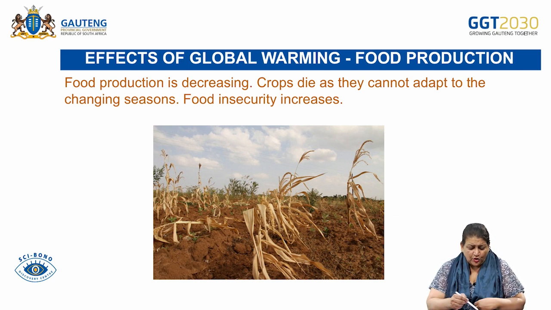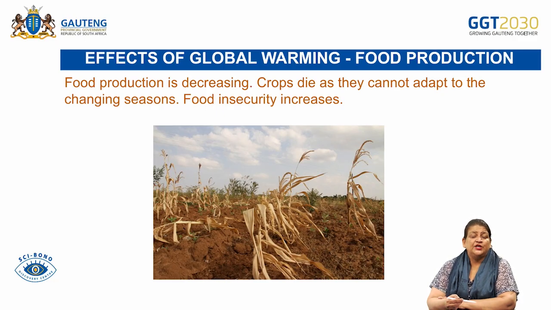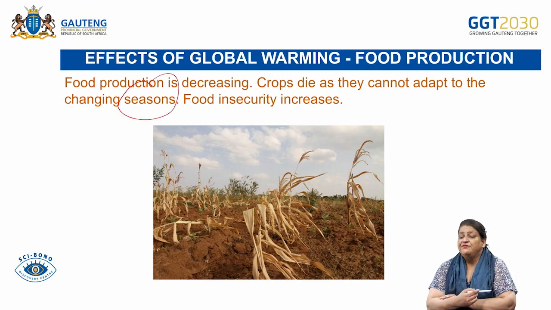Now, when you see your crops dying like this because of a drought, it's all because our Earth's atmosphere is heating up, and these maize plants now cannot photosynthesize when the temperatures are too high. So food production is decreasing, crops die, and they cannot adapt to the changing seasons becoming very, very hot.